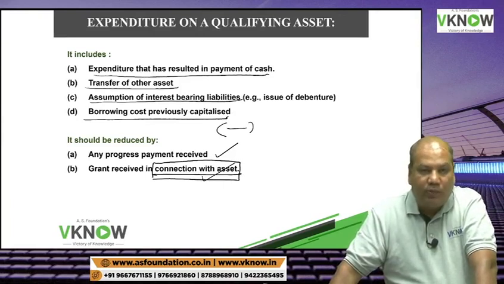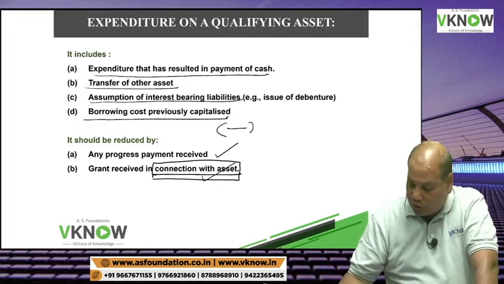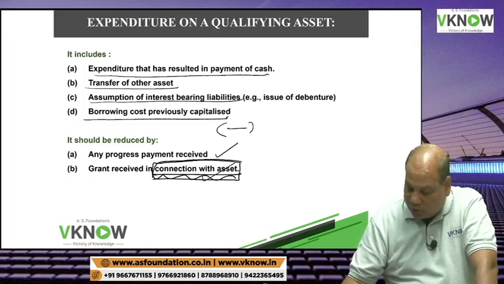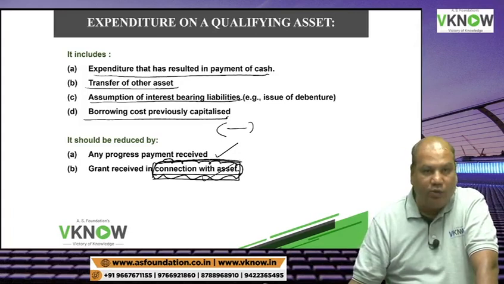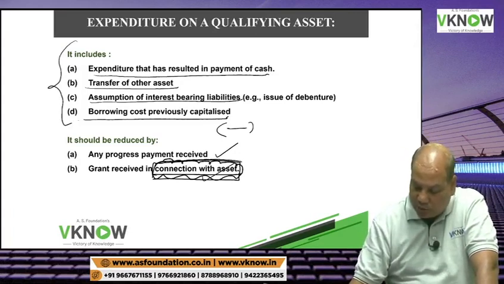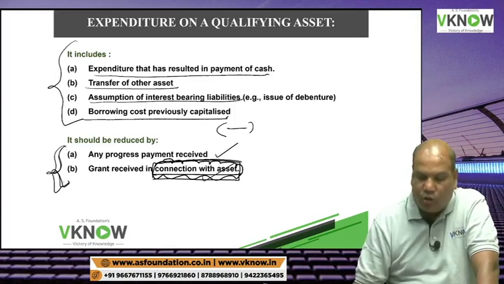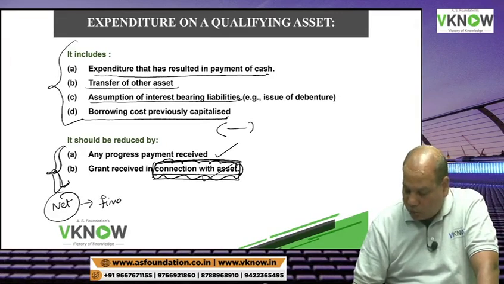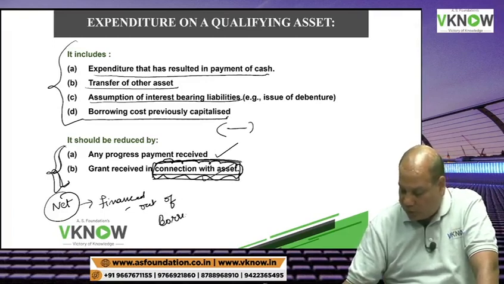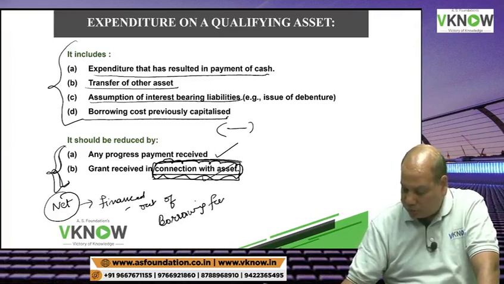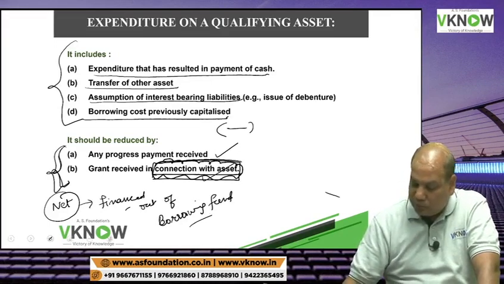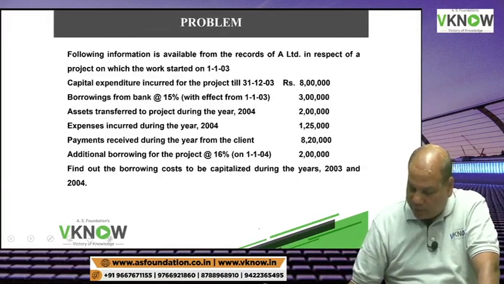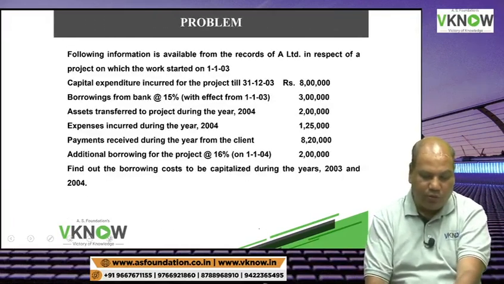Government grant is another chapter which we have covered in AS-12. So if the grant is in connection with the asset, then it will be deducted. The logic is, this is what we have spent, this much is already funded by the client or the government, so only the net amount is financed out of borrowed funds, and therefore only on this net amount we are going to apply the standard.